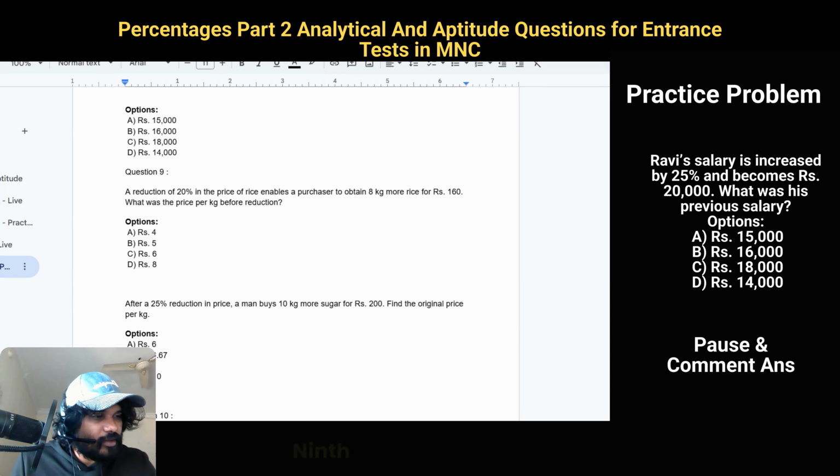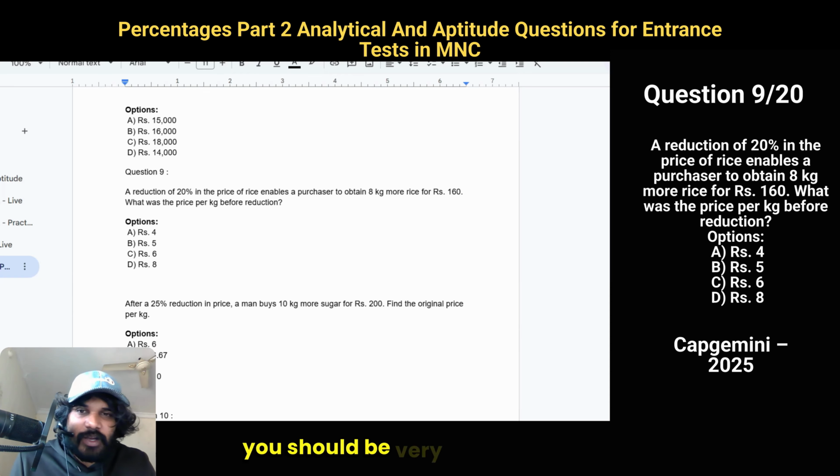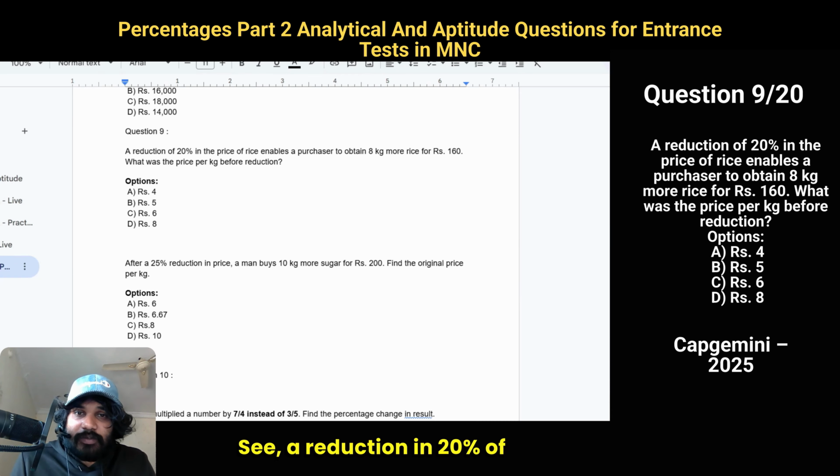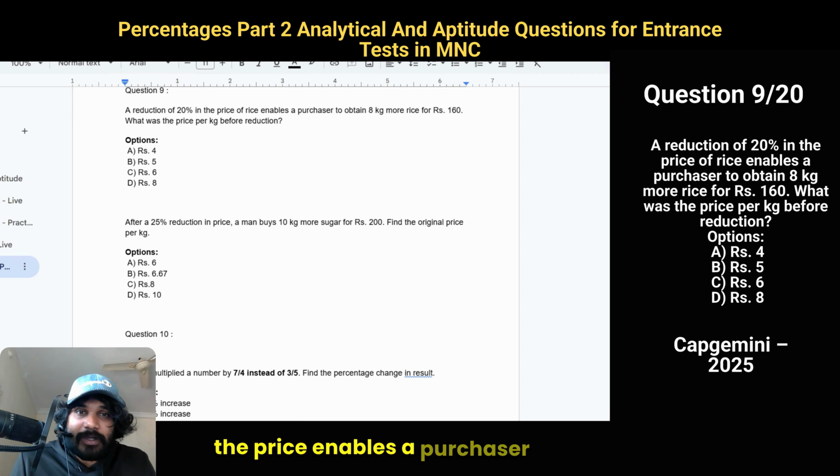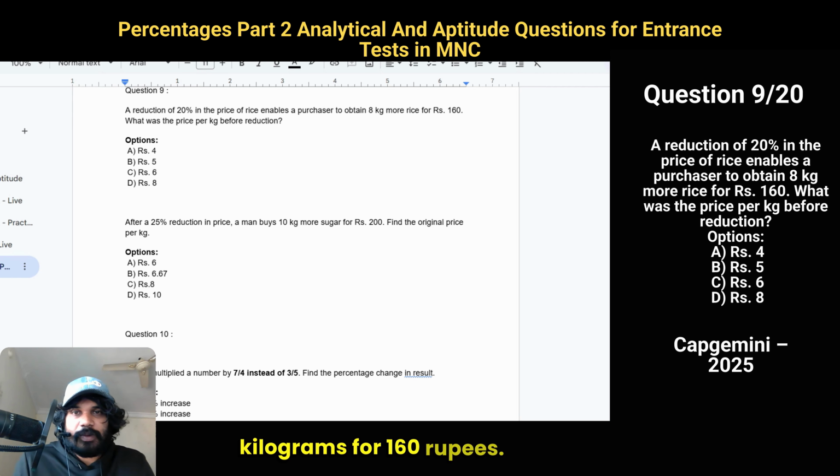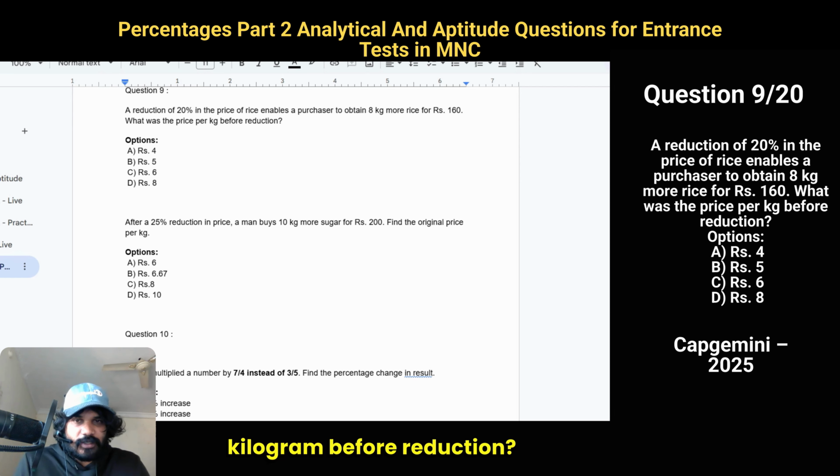Cool, cool. Ninth problem. See, in mathematics, you should be very clear with what you do. A reduction of 20% in the price enables a purchaser to obtain 8 more kg for 160 rupees. What is the price per kg before reduction?